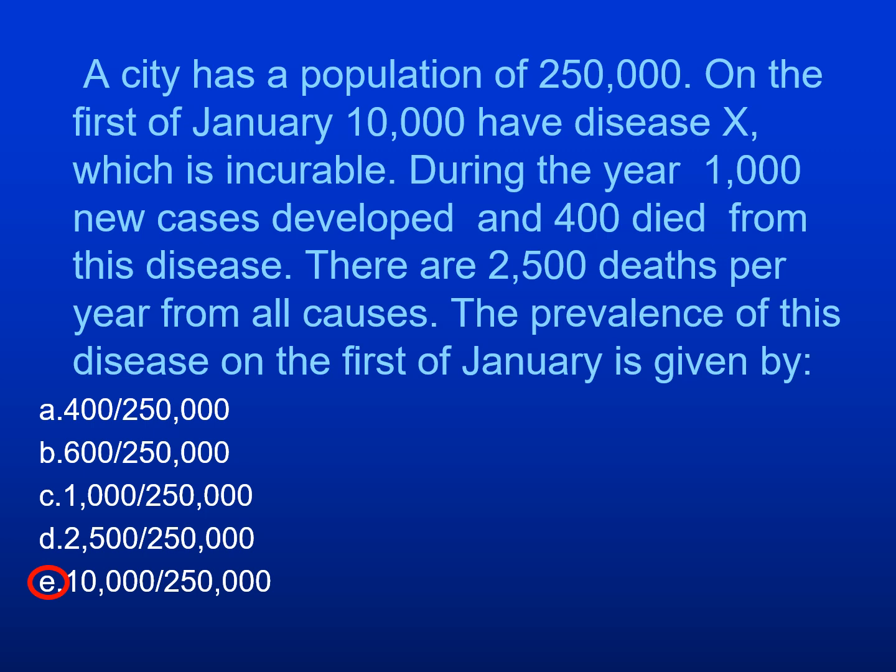The prevalence of this disease on the 1st of January is given by: the answer is 10,000 divided by 250,000. This is the population, and the number of cases on the 1st of January gives a regular prevalence rate.